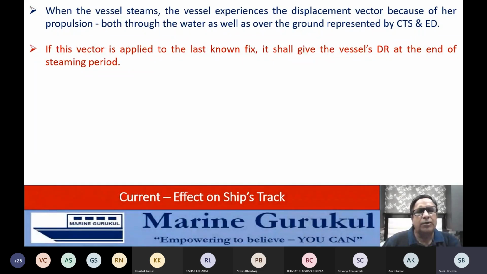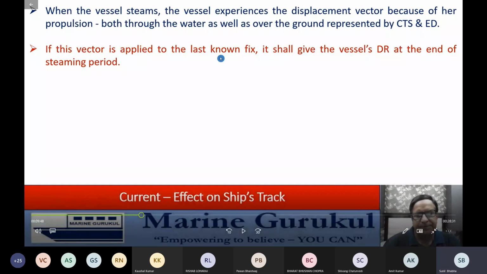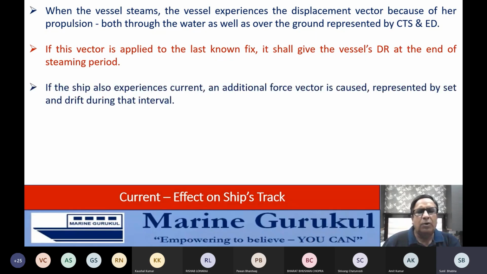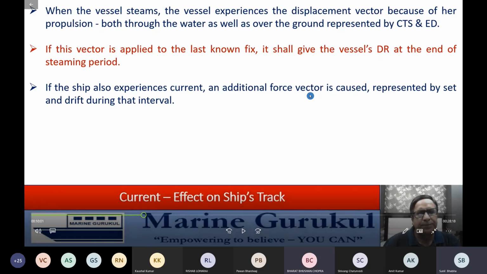If this vector is applied to the last known fix, we have already discussed this, it shall give us the vessel's DR at the end of the steaming period. Number 2 point is also clear, beta? Yes, sir. Okay. If the ship also experiences current, an additional force vector is caused, represented by set and drift during the interval. The third point is also clear, beta. This is the effect of the current. Yes, sir.